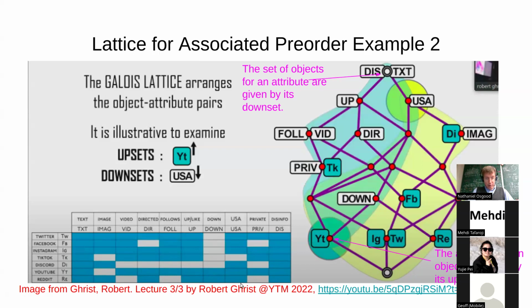Well, downvoting content is something that's supported, for example, by Reddit. It's supported by YouTube here, but it's not supported by certain of the services like Instagram or Twitter. Therefore, it's not beneath it in the lattice. So if we want to understand the attributes that apply to a given object, we look at its upset.